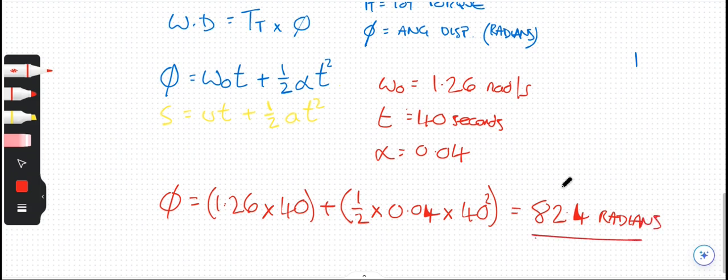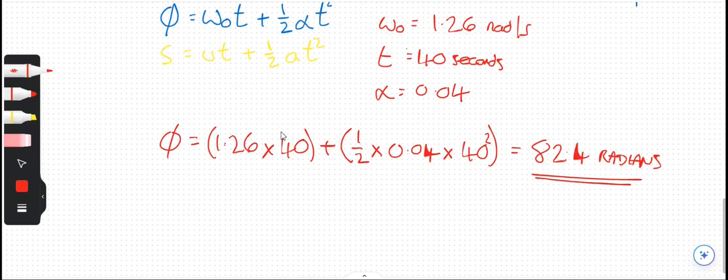That's our angular displacement. It's not linear motion. Linear motion would be 82.4 meters. Angular is radians, so it's gone round 82.4 radians.